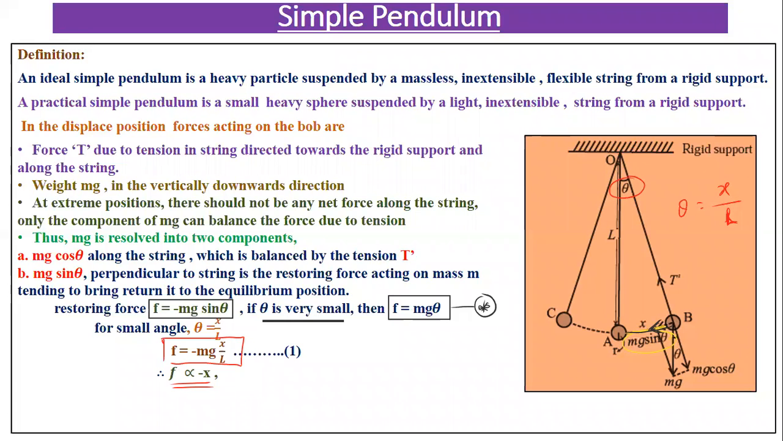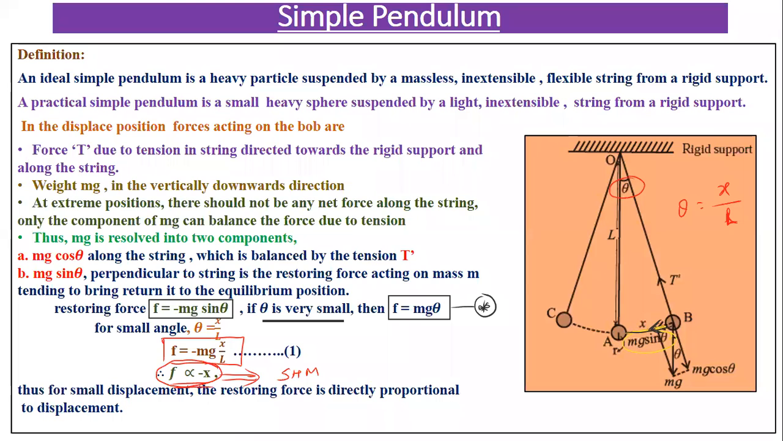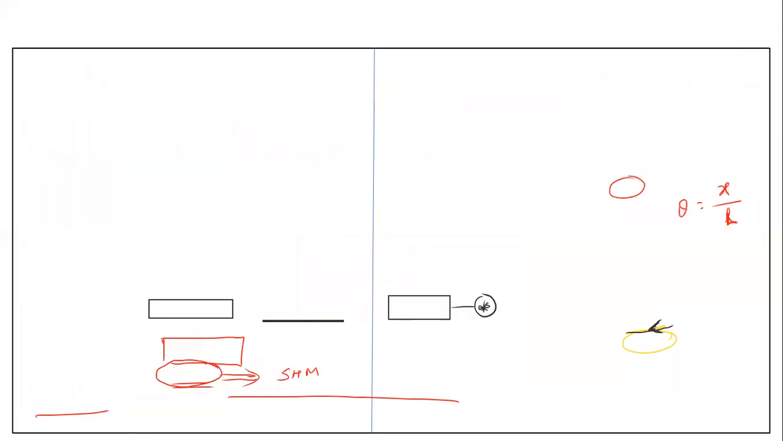F is the restoring force, x is the displacement from mean position. So restoring force is proportional to displacement, and the negative sign indicates that they are oppositely directed. It means that this motion of the bob of a simple pendulum is SHM. When we get restoring force proportional to minus x, it means that it is SHM. So we can write this is SHM.